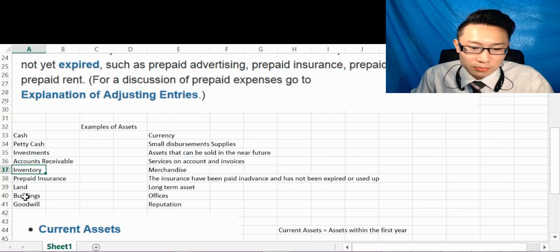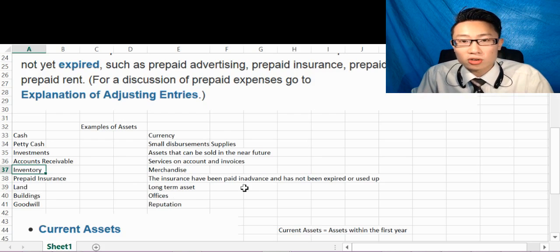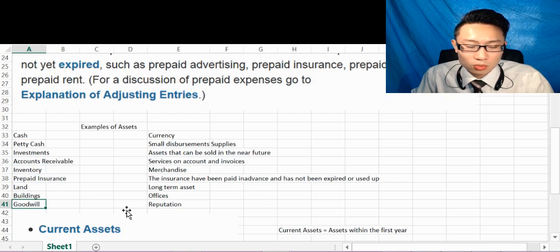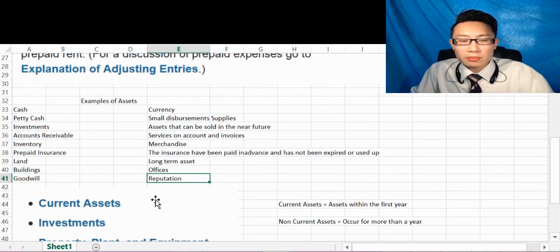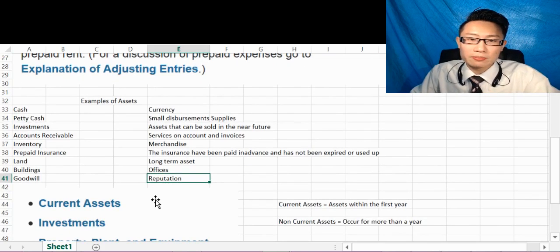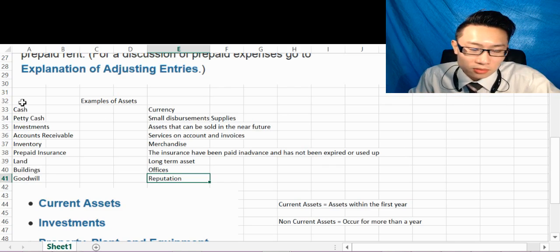We have land and buildings. Buildings can be considered offices if the company purchased them, and land is a long-term asset because it will last for more than 12 months. This might be new to you. Goodwill. Goodwill is usually an intangible asset that shows the reputation of a company. Goodwill can only be measured when a company buys out another company, and that dollar value can be measured as goodwill. So here, just remember all these and learn these because these are very common.